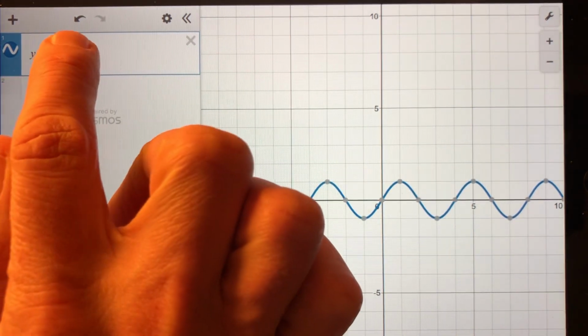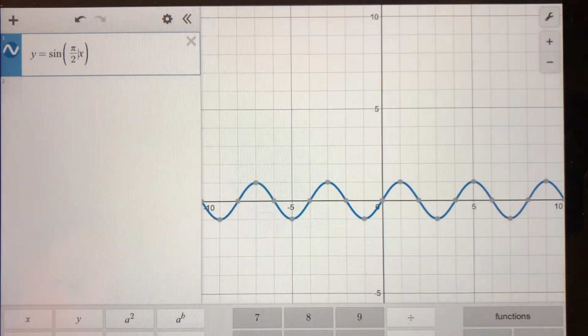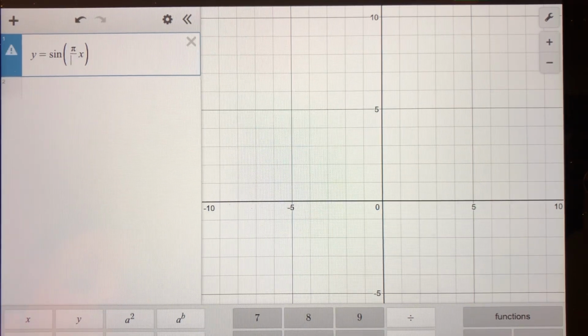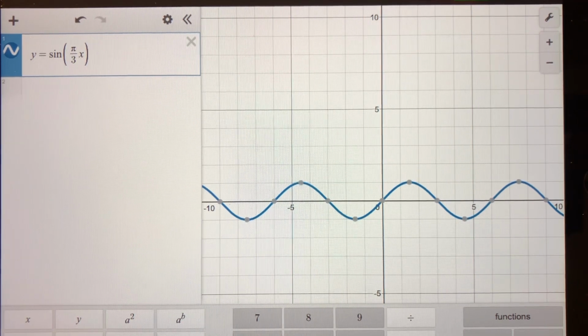It's something other than pi over 2. So let's change this a little bit. And I will back up, and I will change that 2 to a 3 because that's my next option on the paper. And actually, that is the correct option. So here it is.